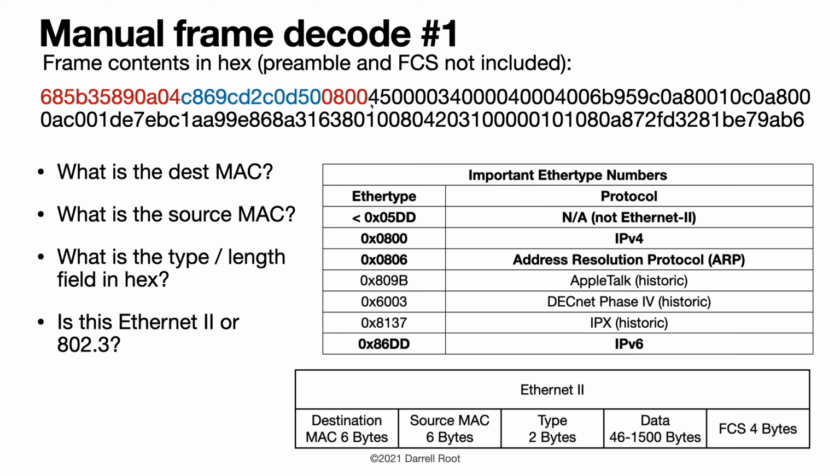I have bad news and I have good news. The bad news is I am going to ask you to do manual frame decodes on the quizzes and exams. The good news is when I do that, I will give you the Ethernet 2 frame format, and I will give you the ether type table, because in this class, we're not expecting you to memorize all the different frame formats. That would be silly. But we do want you to be able to understand the frame formats and demonstrate your ability to manually decode an Ethernet frame given the frame value and given the frame format and given the ether type numbers, so you can decode the contents.